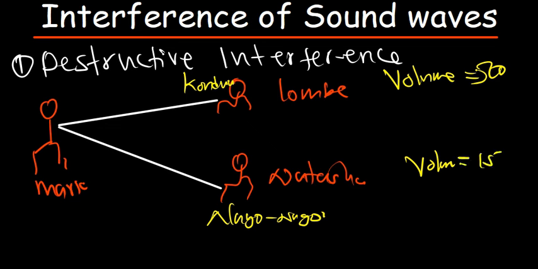Now, the distance is the same. The distance from Lombe to where Mark is and the distance from Natasha to where Mark is are the same. Let's say the distance here is 6 meters, and here is also 6 meters.